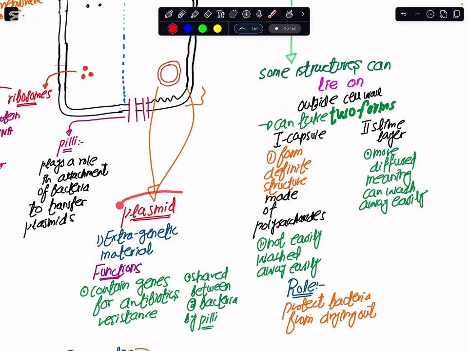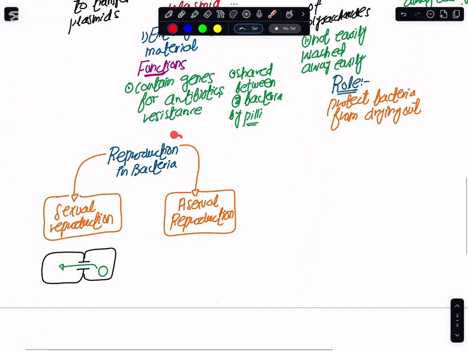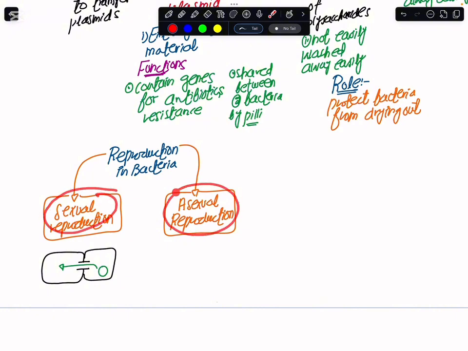The other situation is that these plasmids can also be transferred or shared between two bacteria, and for that there is the need of certain structures, and these structures are the pili. The pili have the role not only of allowing the bacteria to attach to their host, but at the same time they can also act as a mode of transmission of the plasmids from one bacterium to another. Now, the pili have a role in determining the sexual reproduction for the bacteria, which we term conjugation. You know it well that the reproduction in bacteria could be split into sexual and asexual reproduction.